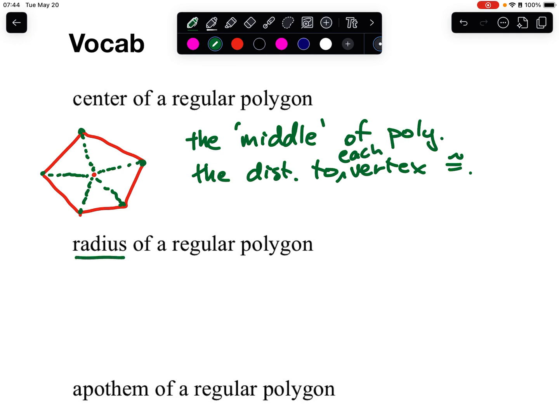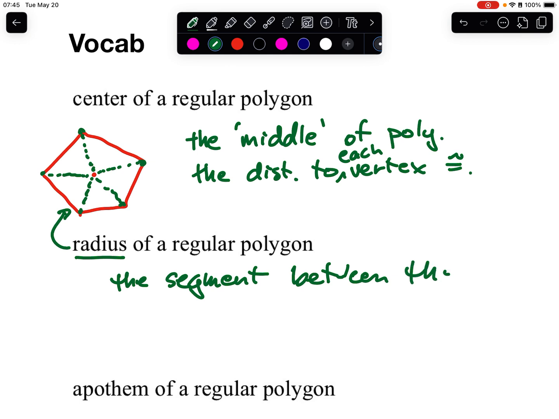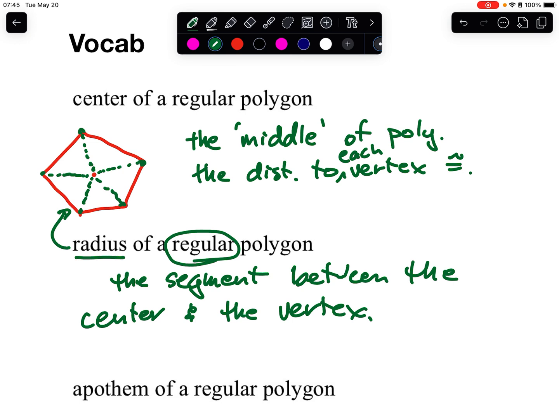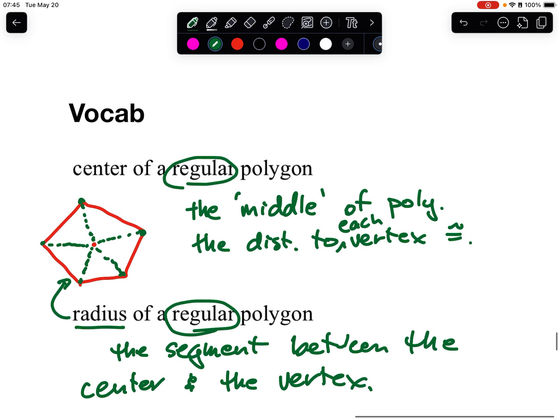Okay, radius. What is the radius? Those lines that I drew up there are the radiuses, the radii as it were. So the segment between the center and the vertex. Clarification here: all of the polygons that we're drawing are called regular polygons. And it means, if you recall from chapter 7, that we have congruent sides and we have congruent angles.